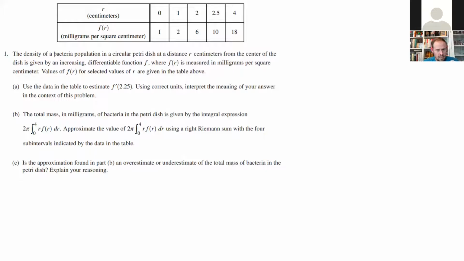It says as follows: the density of a bacteria population in a circular petri dish at a distance r centimeters from the center of the dish is given by an increasing differentiable function f, where f of r is measured in milligrams per square centimeter. Values of f of r for selected values of r are given in the table above. All right, so there's values in the table up there.